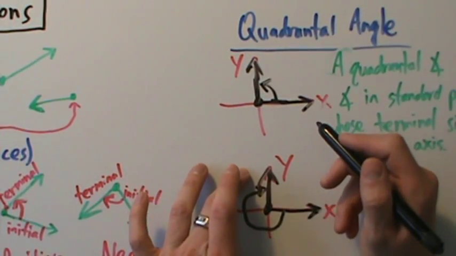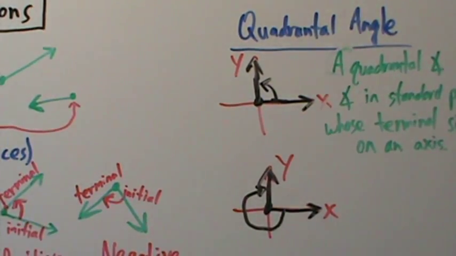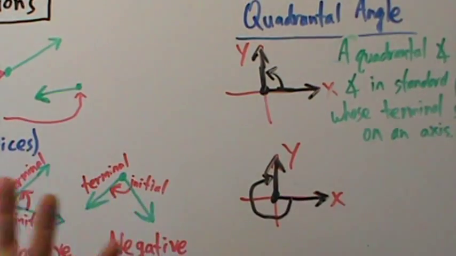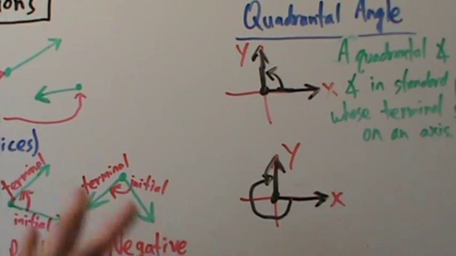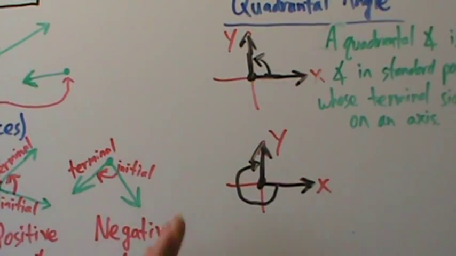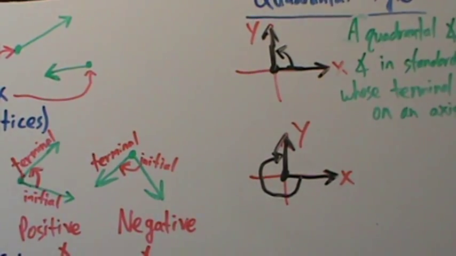There are a lot of things that they have in common. We'll talk a lot more about that in later videos, but for now I just want to point out that these are different angles. They have different measurements, and we'll talk about measurements of angles in the next video. Even though they have the same initial side, same vertex, and the same terminal side, they are different angles. And they're both quadrantal, right? The terminal side here is on the positive y-axis.